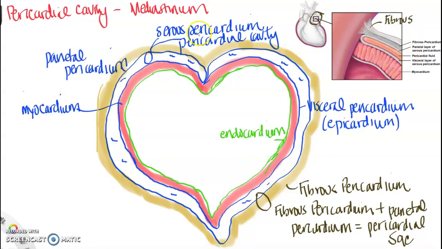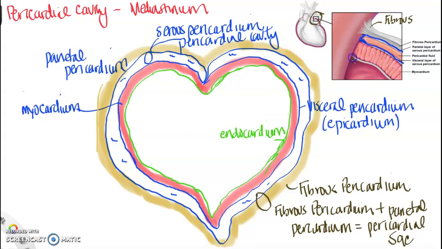And then you can see here, I'm going to do it in blue, you can see this little structure here. That is the visceral pericardium and the parietal pericardium. And you can see here how they're one thing. They're connected. Okay, so this thing here is the visceral pericardium, also called the epicardium.